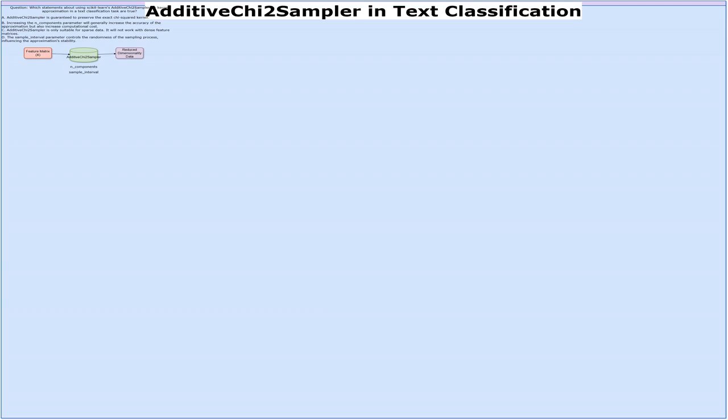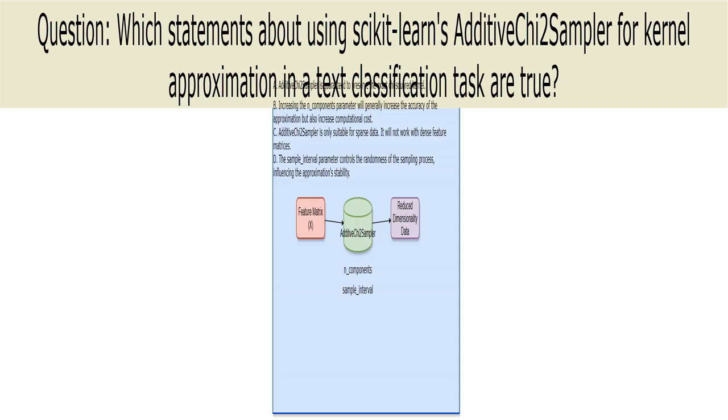I'm using the Sklearn libraries AdditiveChi2Sampler to handle a text classification problem. I'm working with a feature matrix where each row represents a document and each column shows how often each word appears in that document. My goal is to reduce the size of this matrix without losing important information related to the chi-squared kernel. This question is testing my understanding of how AdditiveChi2Sampler works and what I can expect when I use it.